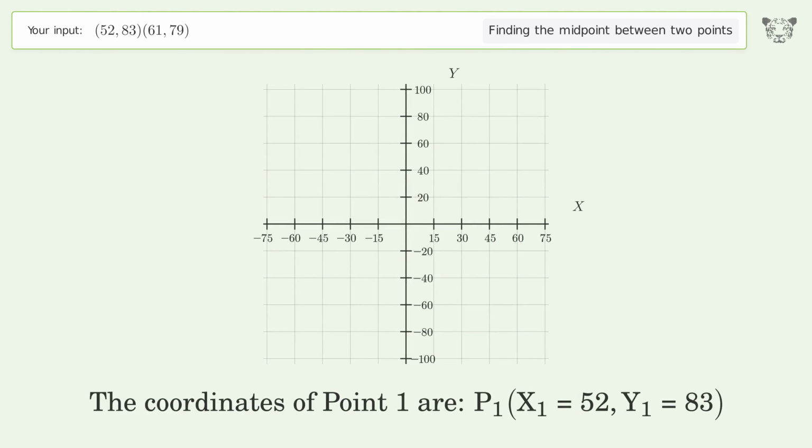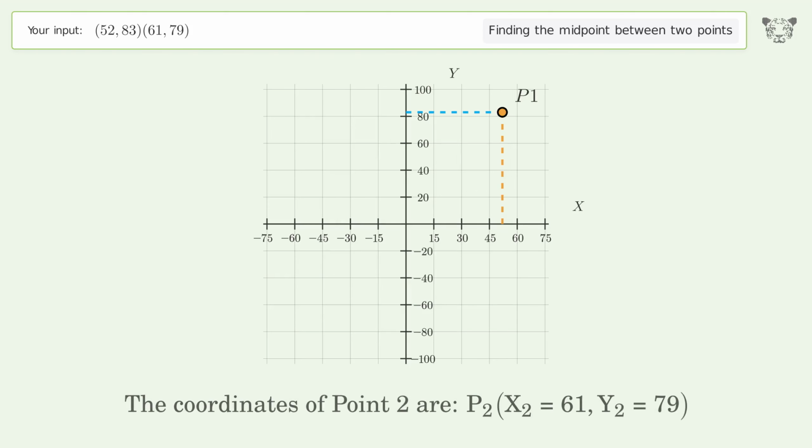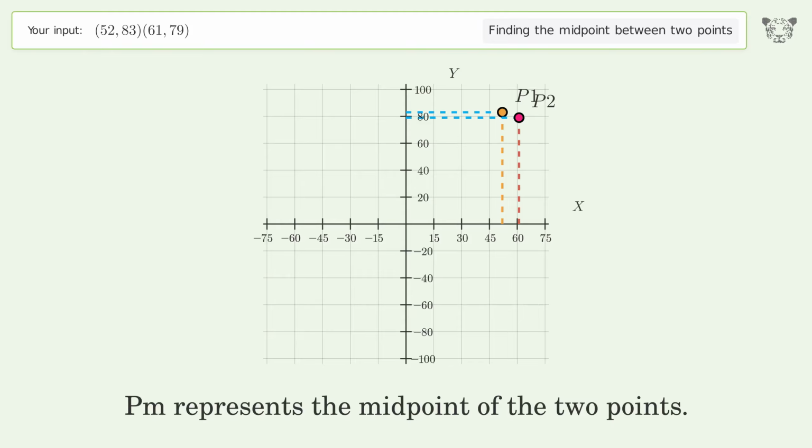The coordinates of point 1 are x1 equals 52, y1 equals 83. The coordinates of point 2 are x2 equals 61, y2 equals 79. PM represents the midpoint of the 2 points.